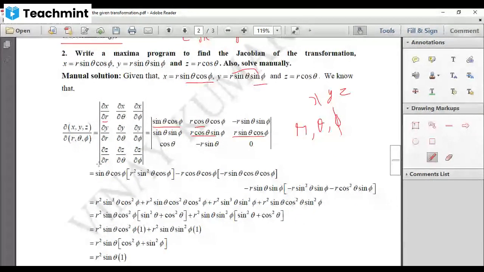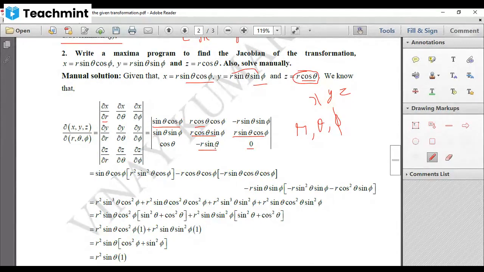Now differentiate z with respect to r. Partial derivative of z with respect to r. When you are differentiating with respect to r, your cos theta is constant. Derivative of r with respect to r is 1. So you'll get cos theta. Then derivative of z with respect to theta. When you are differentiating with respect to theta, this r is constant. And derivative of cos theta is minus sin theta. So you'll get minus r sin theta. Then derivative of z with respect to phi. Here there is no phi at all and both are constant. Therefore, derivative of z with respect to phi is 0.